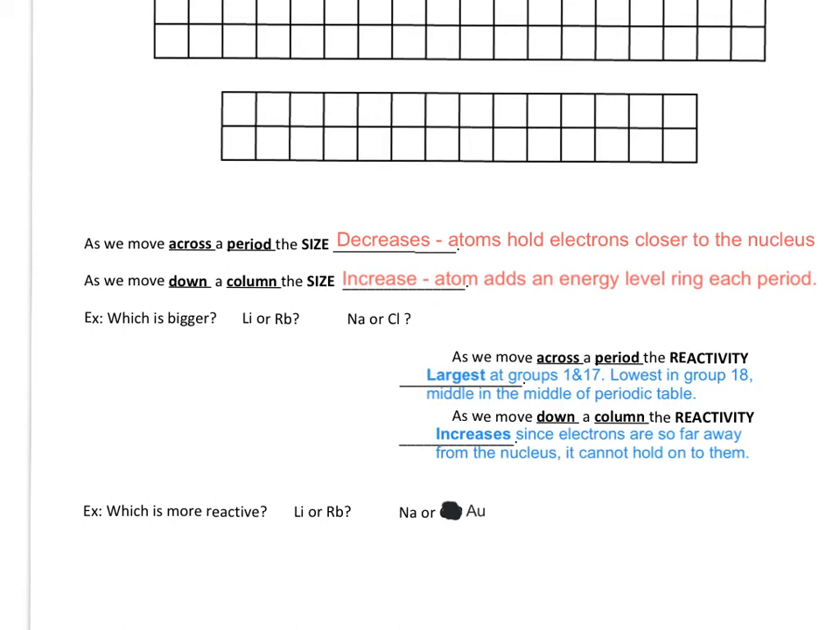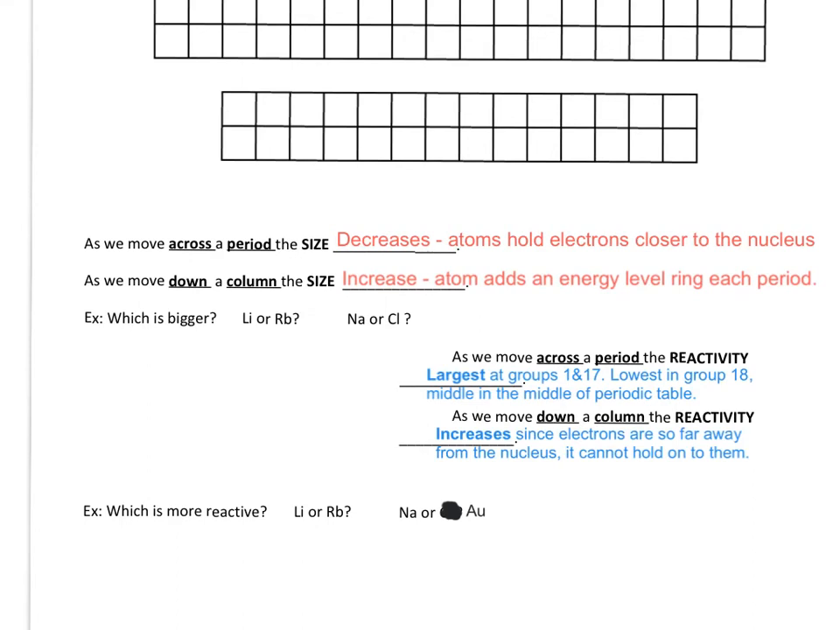So to summarize, as we move across the period, our size decreases since our atoms hold electrons closer to the nucleus. As we move down a column, the size increases because the atom adds an energy level ring each time we move down. So with each period we go down, we add a ring.